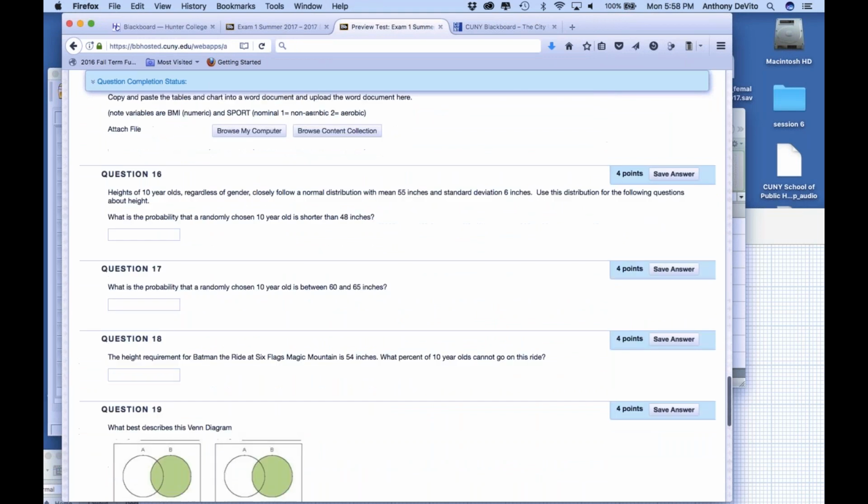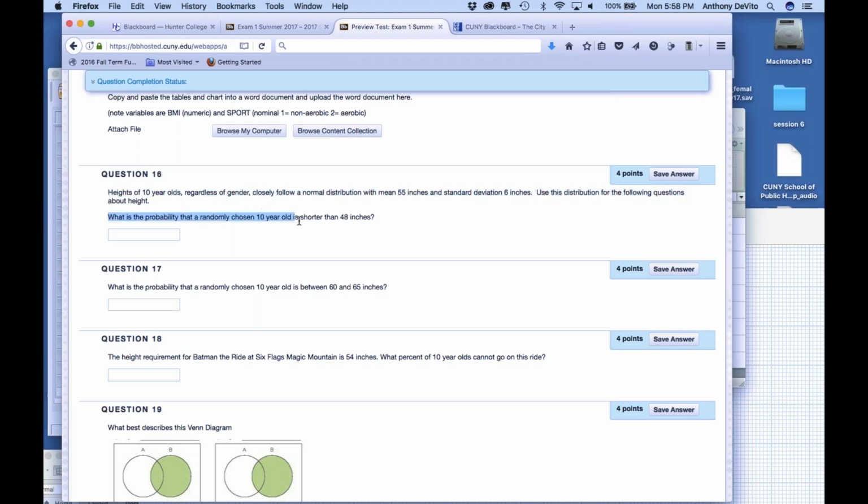Okay, 15, 16. The heights of 10-year-olds, regardless of gender, closely follow a normal distribution with a mean of 55 inches and a standard deviation of 6 inches. Use this distribution for the following questions about height. Okay, and that is the height of 10-year-olds, not a sample. We didn't say that we sampled 10 or 50 or 100. This is just 10-year-olds in general. So it's a population we're dealing with here.